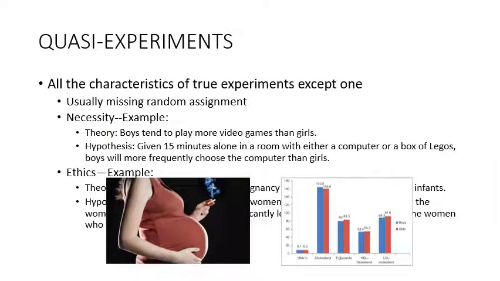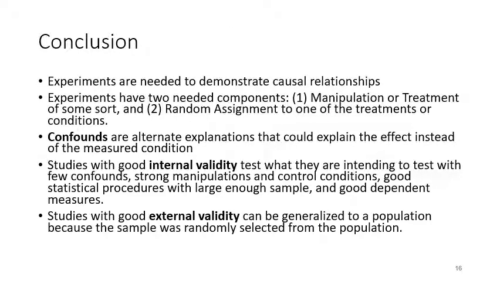And then finally, we have quasi-experiments, which have all of the characteristics of true experiments except one. Usually, they're not randomly assigning. For example, sometimes that might be necessary. We're interested in the difference between boys and girls, and we can't randomly assign some people to be boys and some to be girls. And so that happens naturally. And so we end up with: experiments are needed to demonstrate causal relationships.